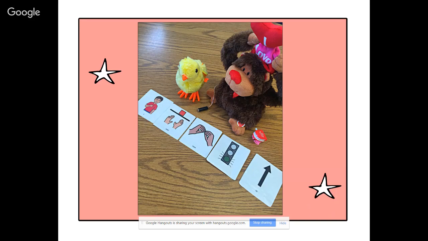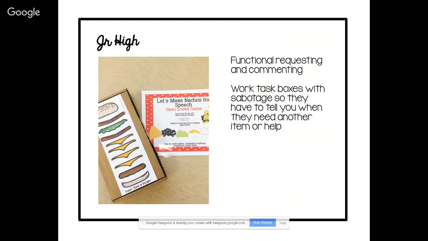This is a way to maybe extend utterances again. I was trying to get up too, because the monkey is a motorized toy and the monkey will put the heart up. So this was a sentence that one of the kiddos made: I want more go up. It doesn't have to be perfect grammar; we'll shape that eventually. Another junior high thing would be working on functional requesting and commenting.